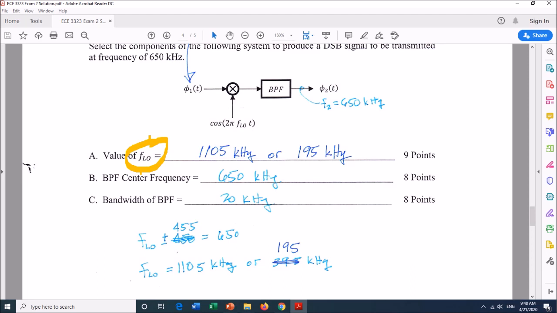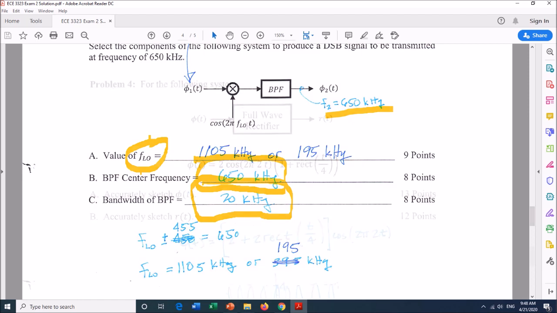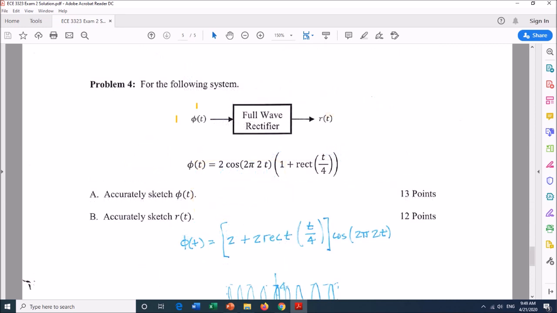The center frequency, well, we're looking for 650 kilohertz signals, so we're going to filter out and select the component centered at 650 kilohertz. And for double sideband, the bandwidth of the modulated signal is twice the bandwidth of the message signal. So that's 20 kilohertz.